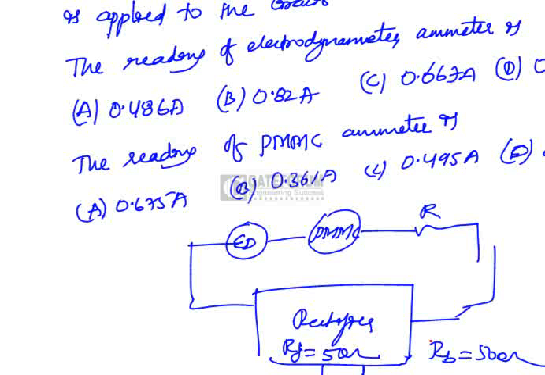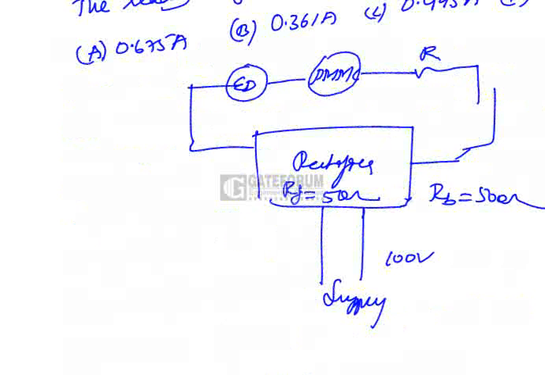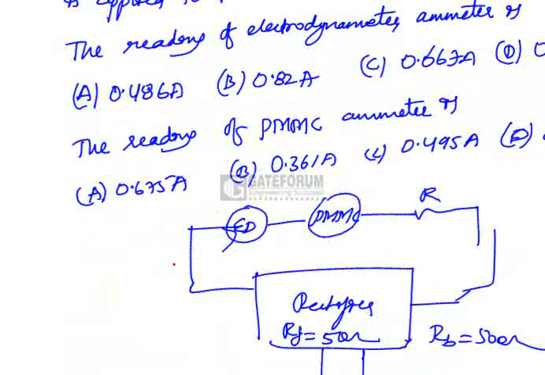A voltage having a sinusoidal waveform and a frequency of 50 hertz, RMS value of 100 volts. The supply he has given is 100 volts and 50 hertz, which is applied to the circuit. Now we have to find the reading of the electrodynamometer ammeter and the PMMC ammeter.